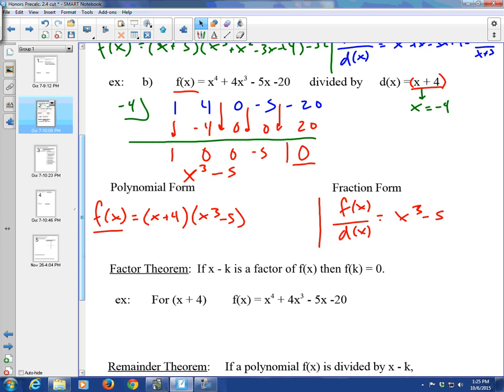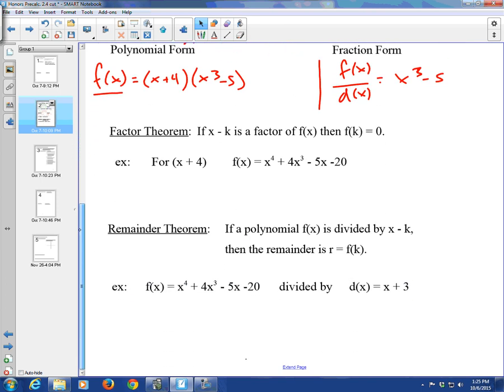Okay, so we're going to go ahead and talk about 2 other theorems. We're not really going to use these other theorems, but it's worth it to stop for a second and take note of them before we move on. These 2 theorems are pretty closely related: the factor theorem and the remainder theorem.